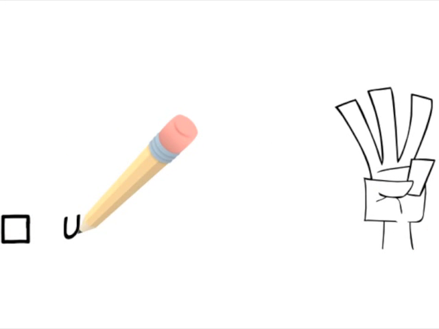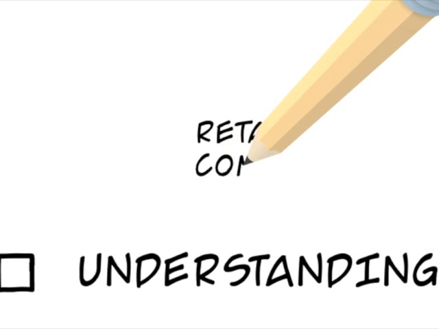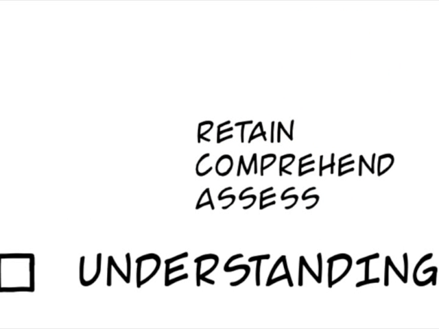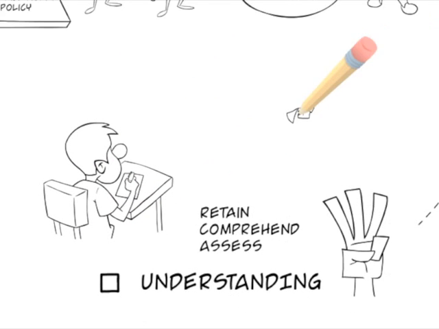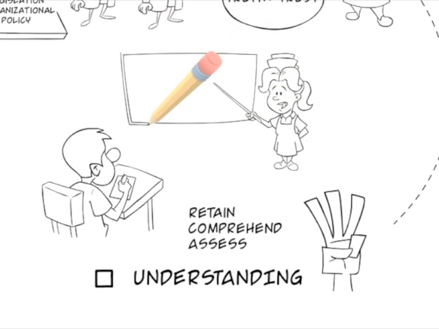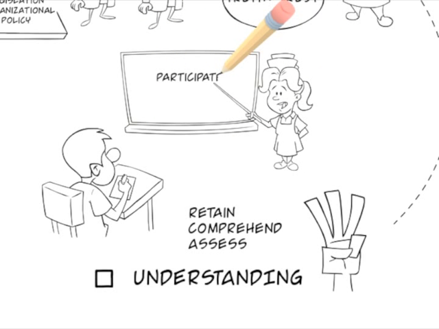The third finger is understanding. Understanding is the ability to retain, comprehend, and assess the information provided for decision-making. Does the patient understand what she is being told? Does the patient understand that he is an active participant in making decisions? And do you have the information and supports you need to help the patient understand?